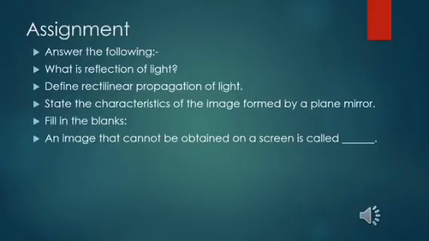Now most of the part of this lesson has been deleted, children. So you are only learning the two properties of light, that is rectilinear propagation of light and the reflection of light. So it's made very, very simple.